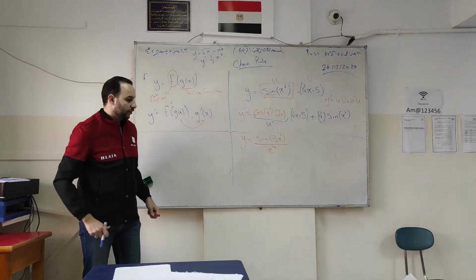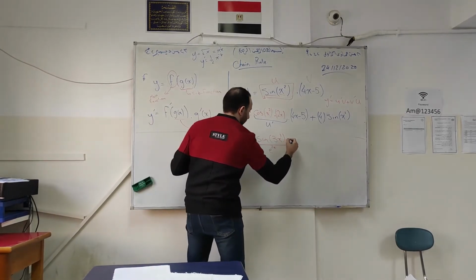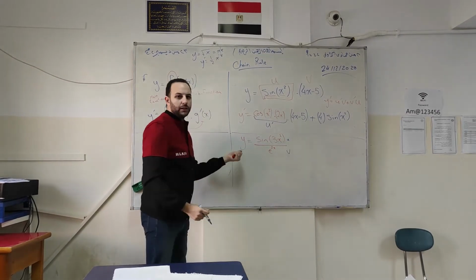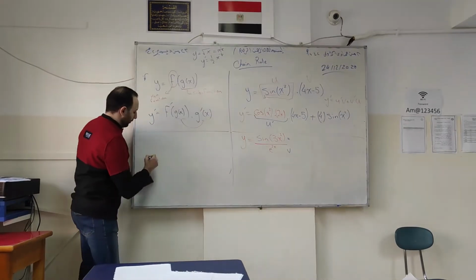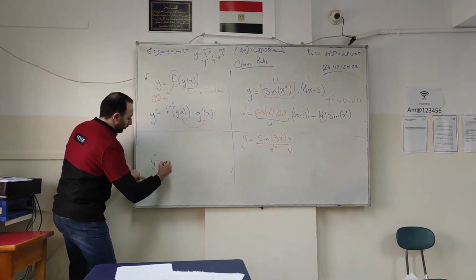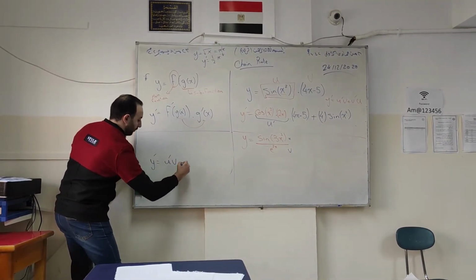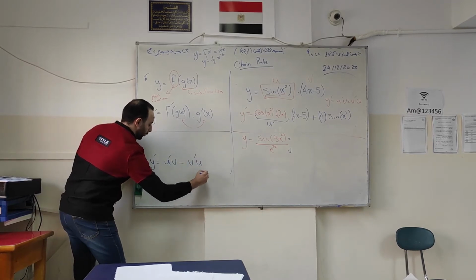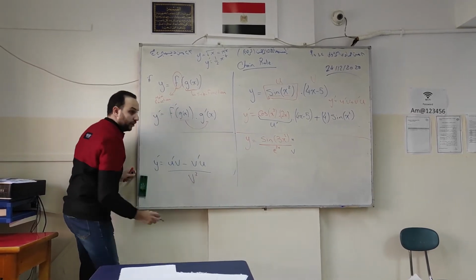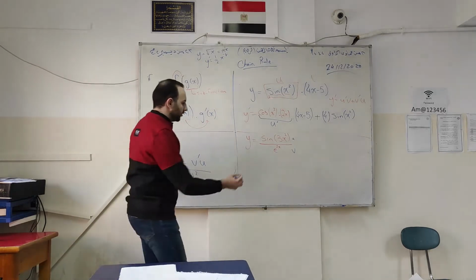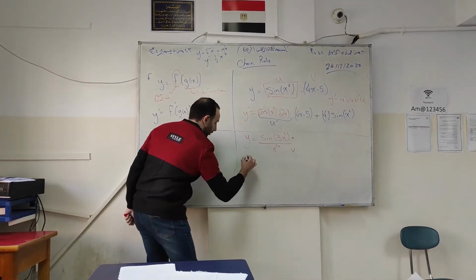u on top and v on the bottom. Yes, u on top and v on the bottom. This is u and this is v. What was the quotient rule? You remember the quotient rule? u dash v minus v dash u over v squared. Okay? Let's try to differentiate u.